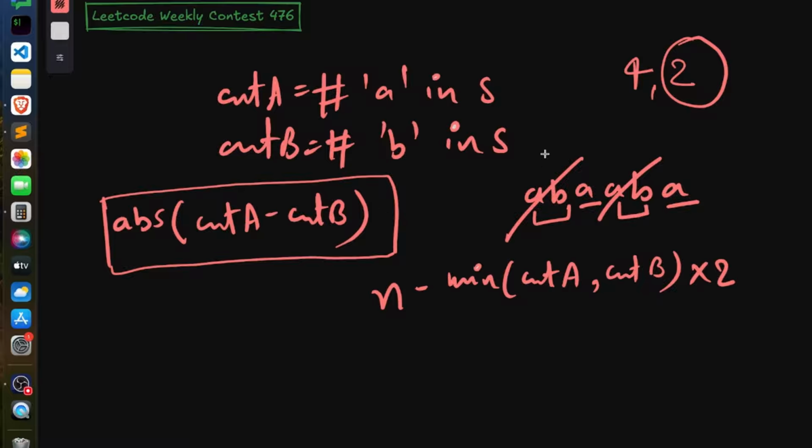the absolute value of count A minus count B, because we can easily form pairs of adjacent A and B, right? So what you will be left with is either all A or all B, so it would be count of A minus count of B. So it's up to you whether you apply this formula or this formula. I have applied this formula. So yeah, let's look at the code now.